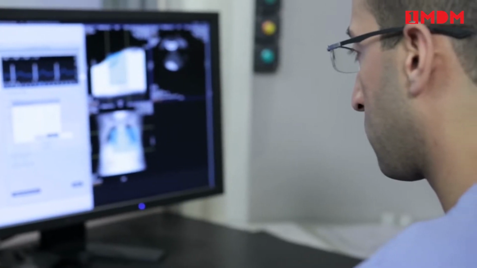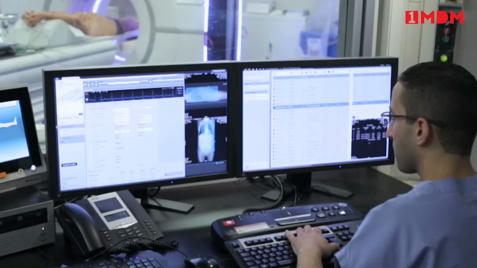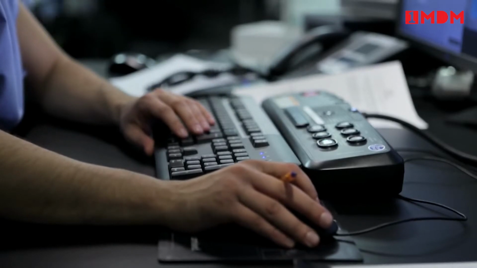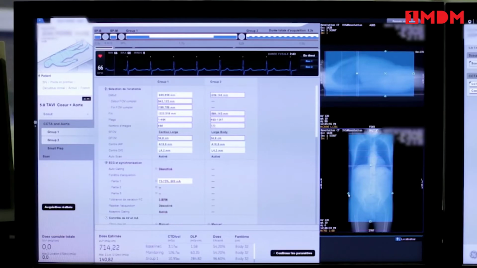For complex cases, such as planning for TAVI procedures, Revolution CT's combination of speed, coverage, and resolution help you image the entire aorta in only one contrast injection, typically in less than 7 seconds.